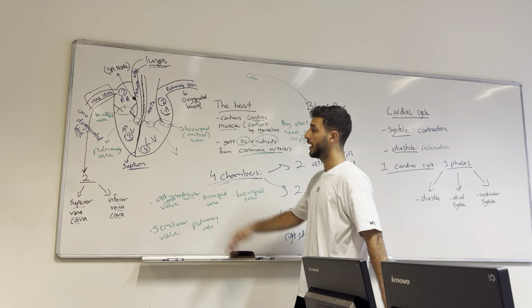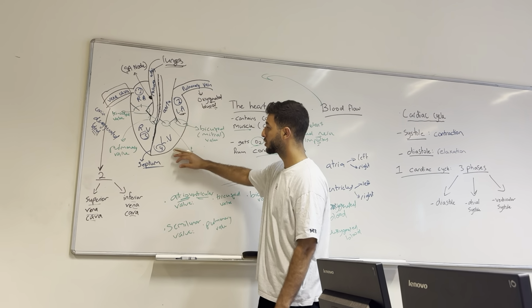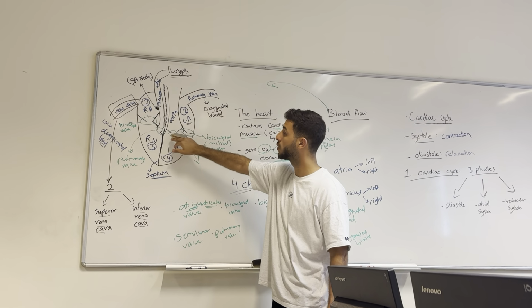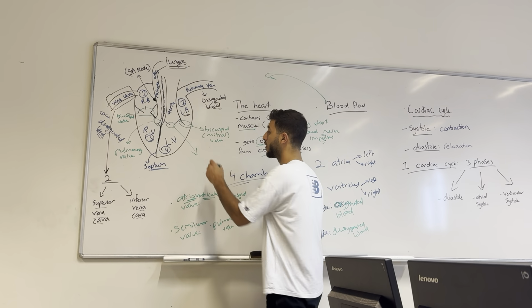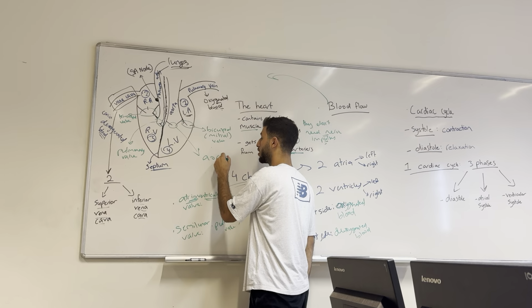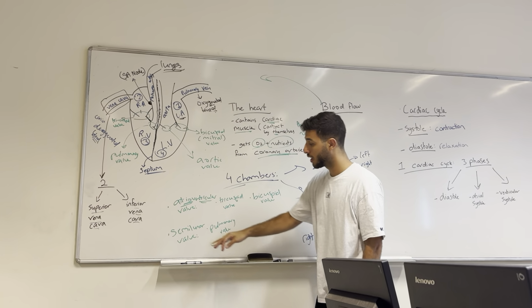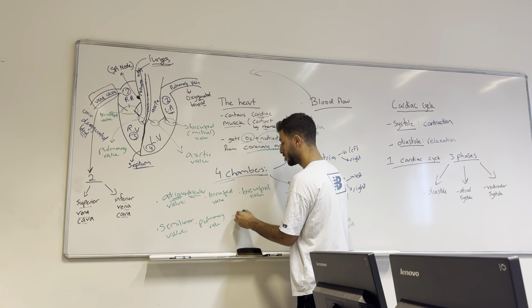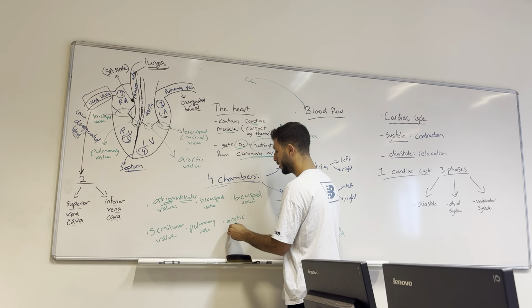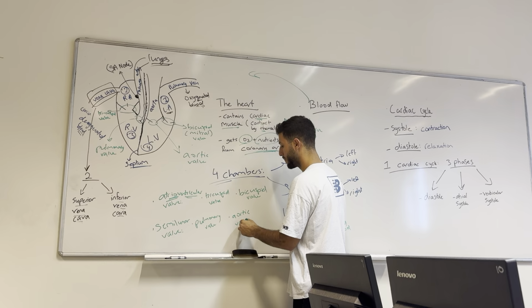Now after it enters the left ventricle, it's going to pass through another valve. What do we call this valve? We call it the aortic valve. And to what family of valves is it going to belong? Of course, the semilunar. So we're gonna place it right here.